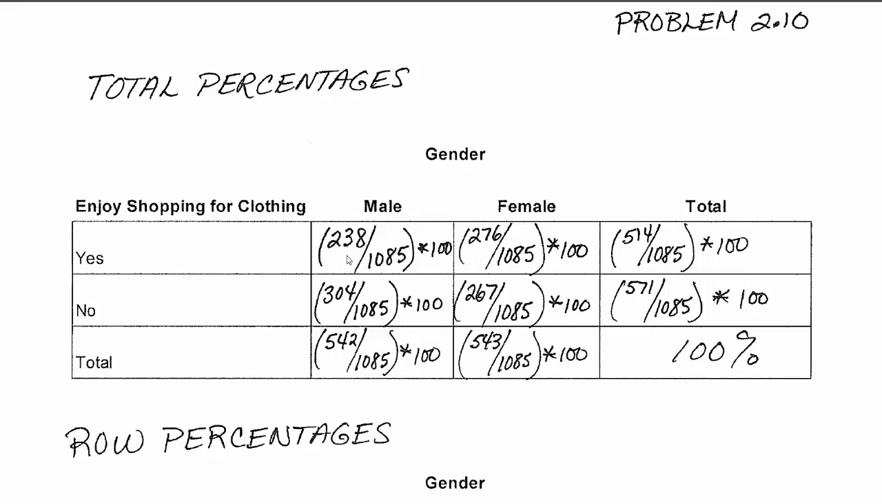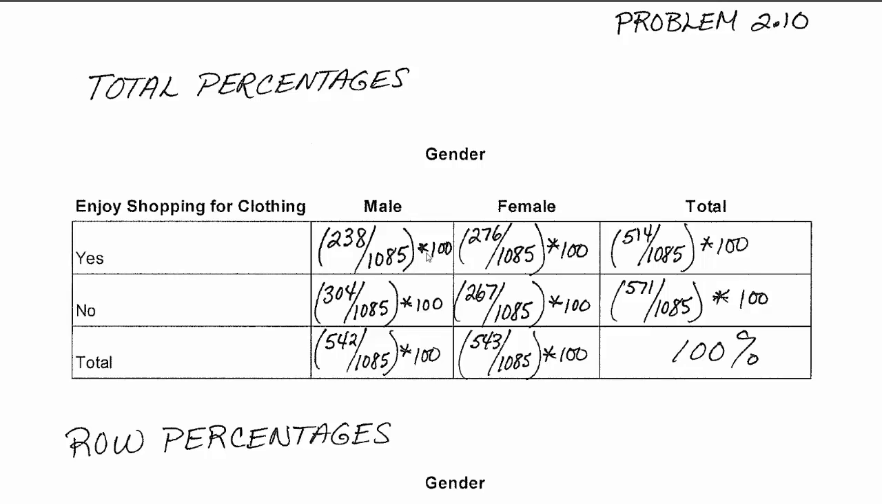So for example, in this cell, which is the intersection of male and yes, our original data is that there were 238 entered into that cell. And so we're dividing that by 1,085, which is the total number of respondents to the survey. We're also multiplying it by 100, and again, this little asterisk or star is Excel's way of expressing multiplication.